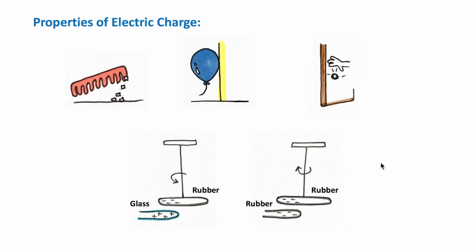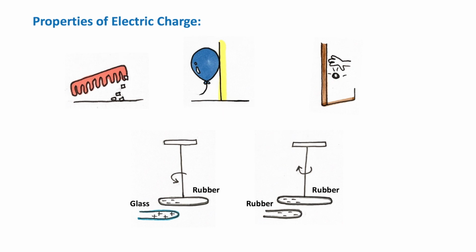So you may charge objects yourself. For example, if you run a comb through your hair, it can then attract bits of paper. Another example is that if you rub a balloon with wool, especially on a dry day, the balloon can stick on the wall. So experiments show that there are two kinds of electric charges, positive and negative.